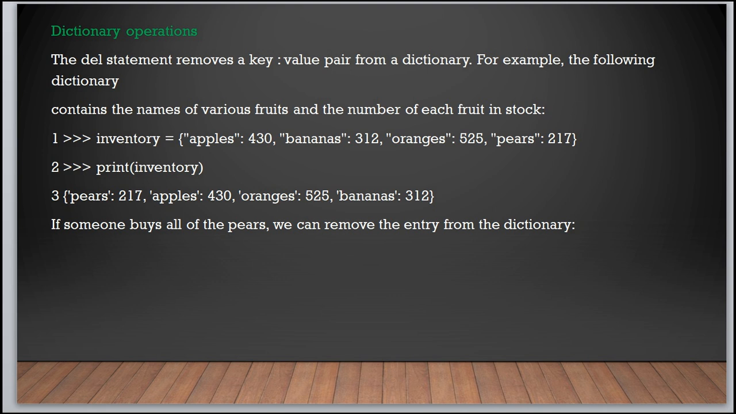In this example, the del inventory pairs statement removes the entry for pairs from the inventory dictionary. The resulting dictionary no longer contains the key-value pair for pairs. It's important to note that using del on a key that doesn't exist in the dictionary will result in a key error. So, it's advisable to check for the existence of a key before attempting to delete it if needed.